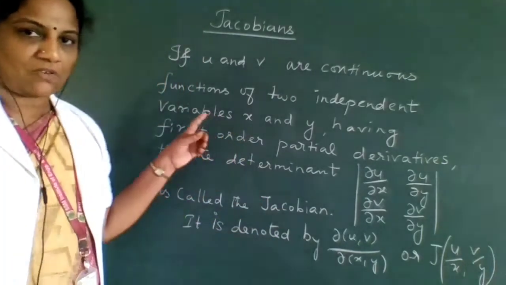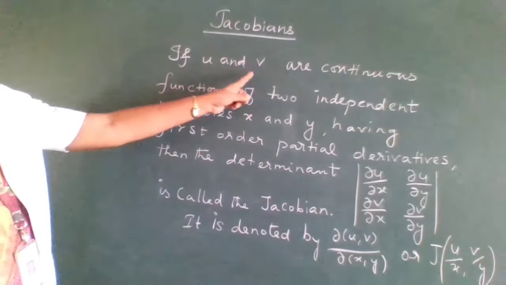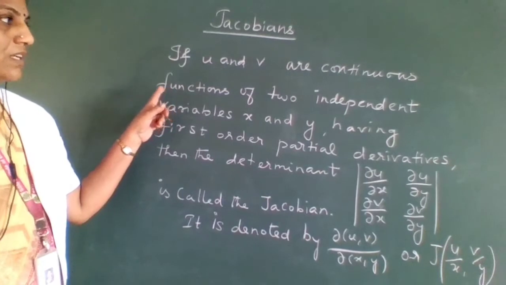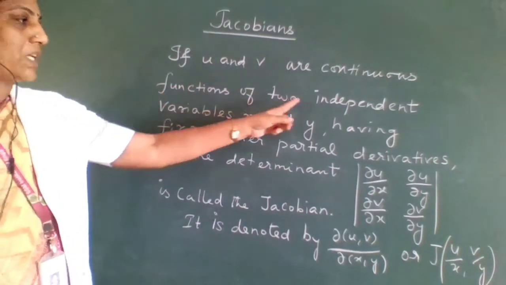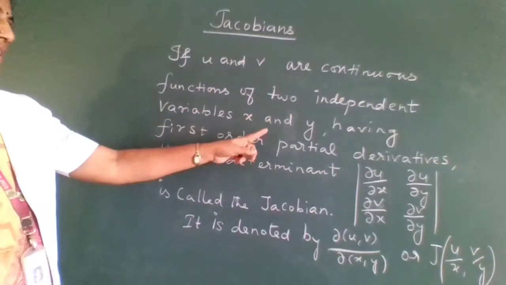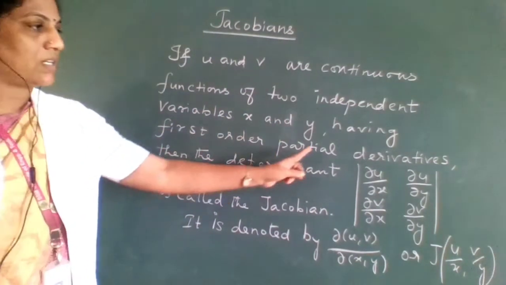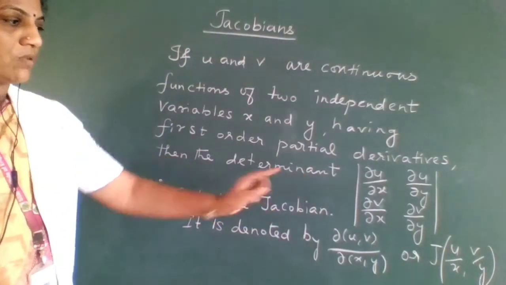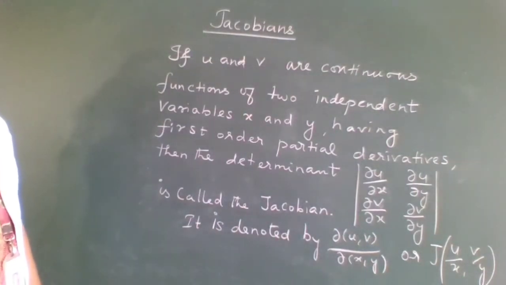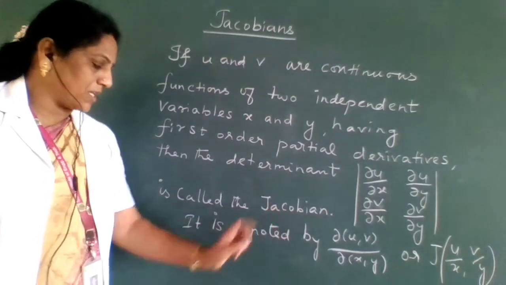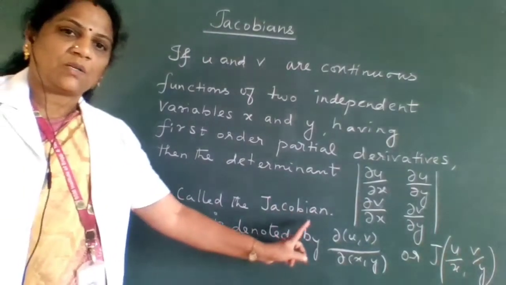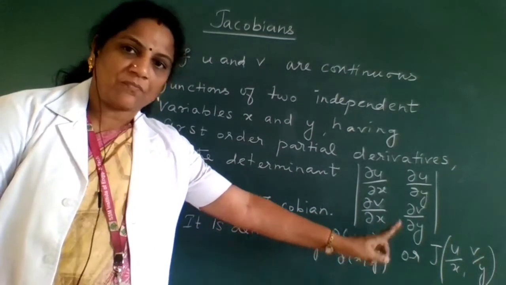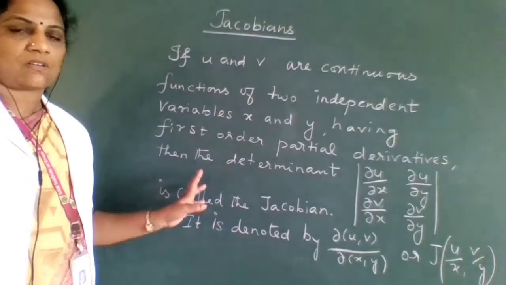Now let us see the definition of Jacobians. If u and v are continuous functions of two independent variables x and y having first order partial derivatives, then the determinant ∂u/∂x, ∂u/∂y, ∂v/∂x and ∂v/∂y is called the Jacobian. It is also denoted by ∂(u,v)/∂(x,y) or J(u,v/x,y). This is called the definition of Jacobian.